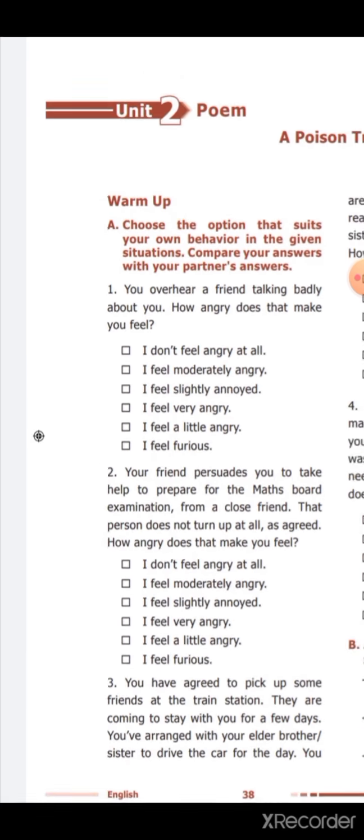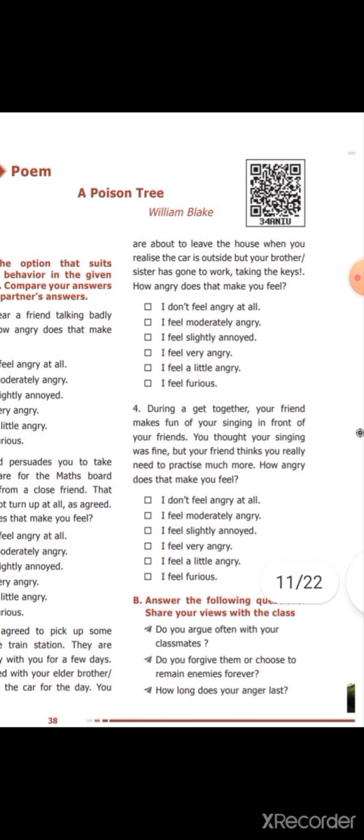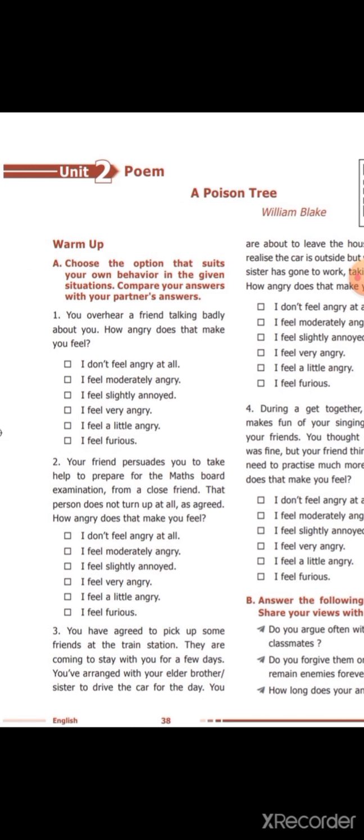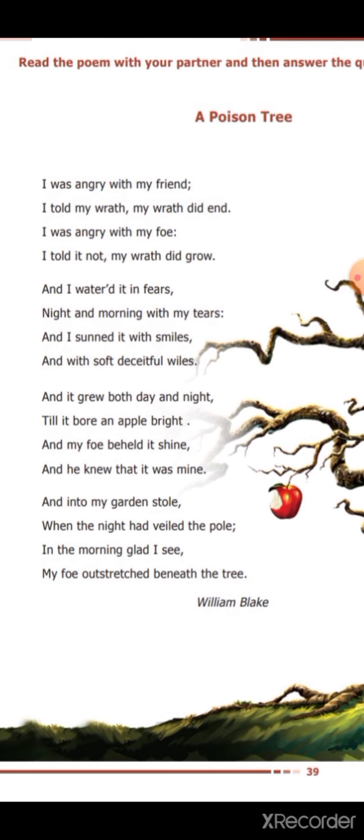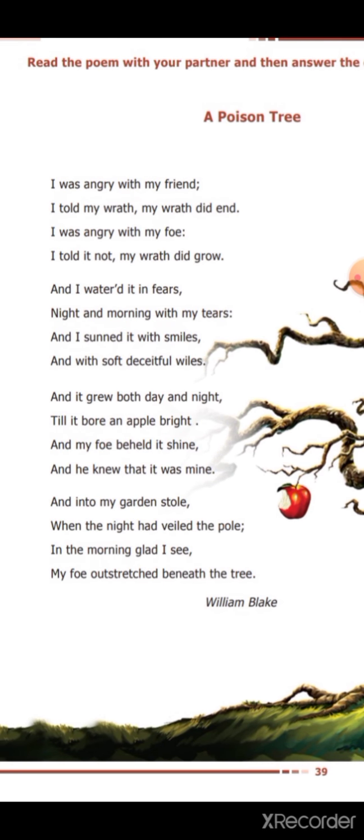I have so many questions like this, children. In the warm-up, the questions differ. Just read the questions and choose by yourself. How is your behavior? How will you react to this? Now we will go to the poem, A Poison Tree. This is not a memory poem, children. You have appreciation questions, and I will be sending you the summary. You write it. First stanza. How many stanzas do you have? 1, 2, 3, 4, only 4 stanzas you have.